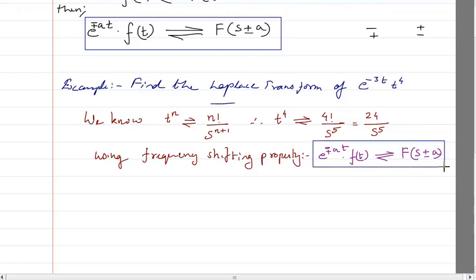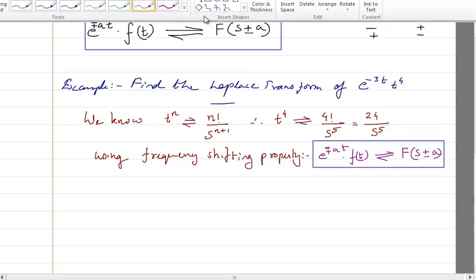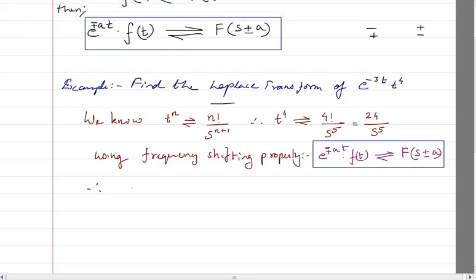And now we'll calculate for the next one. Therefore, e raised to power minus 3t into t raised to power 4 is going to be, we have 24 divided by s raised to power 5. Now instead of s, we will write s plus 3 raised to power 5. That's going to be the answer. Okay, so even though it looks like multiplication, it is basically frequency shifting property. Let's look at another problem.